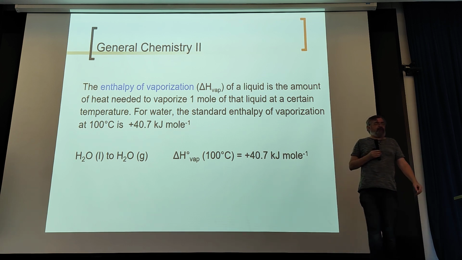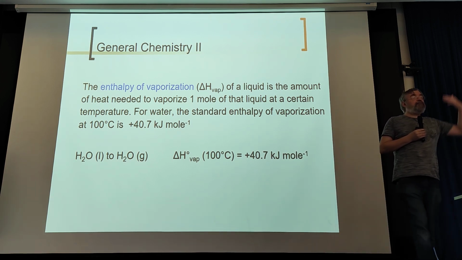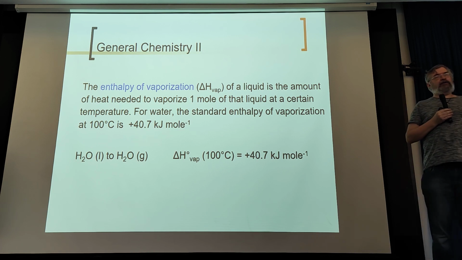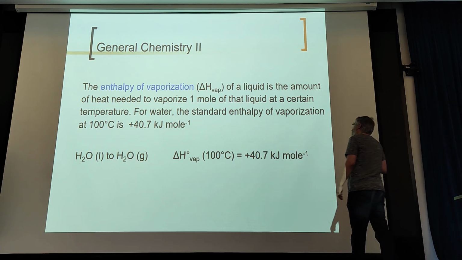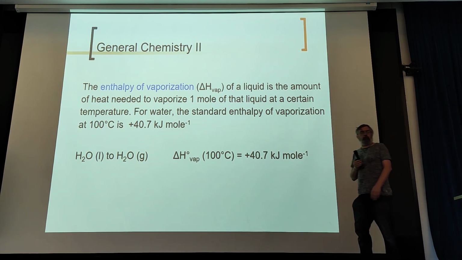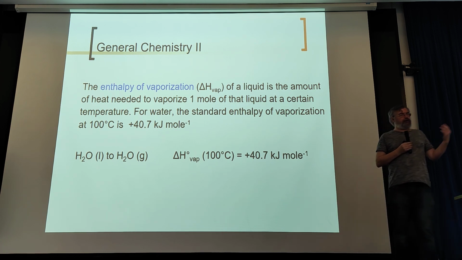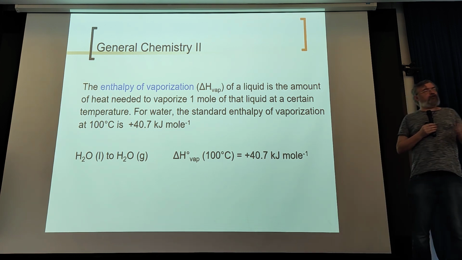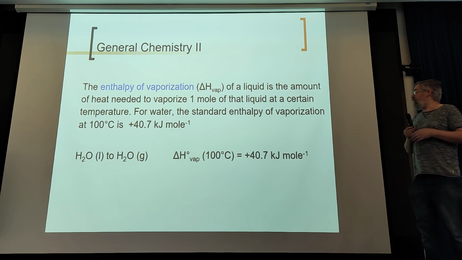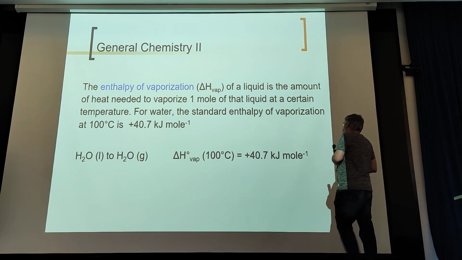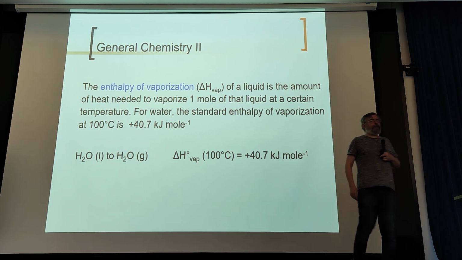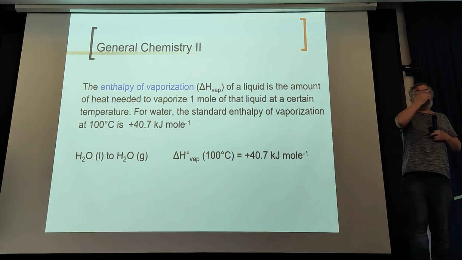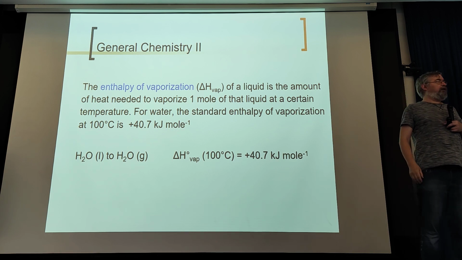The next process is vaporization, boiling, converting the liquid to the gaseous phase. So delta H vaporization. If you take the same molecule, water, we know at 100 degrees Celsius it's going to boil off, and to do that you need almost 41 kilojoule per mole. This number is bigger than the 6 kilojoule per mole.